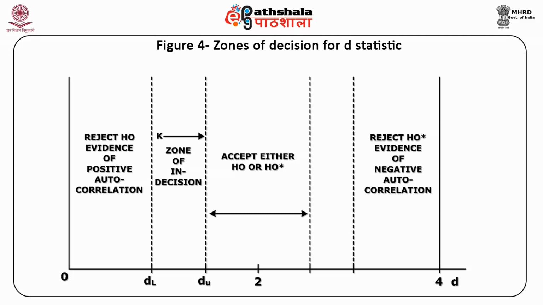Similarly, for the second hypothesis, no negative autocorrelation, our decision rule is to reject if d is greater than 4 minus dL but less than 4. Similarly, for the same hypothesis 2, we would have no decision if d is greater than or equal to 4 minus dU but is less than or equal to 4 minus dL. For the third hypothesis of no autocorrelation, our decision will be do not reject the hypothesis if d is greater than dU but is less than 4 minus dU.